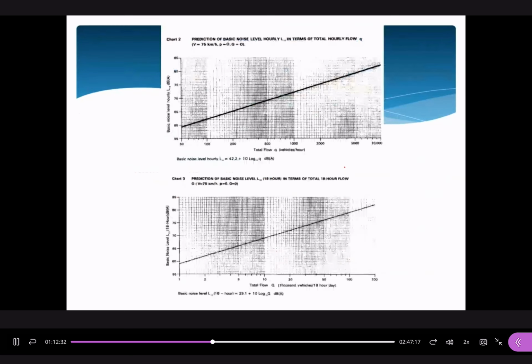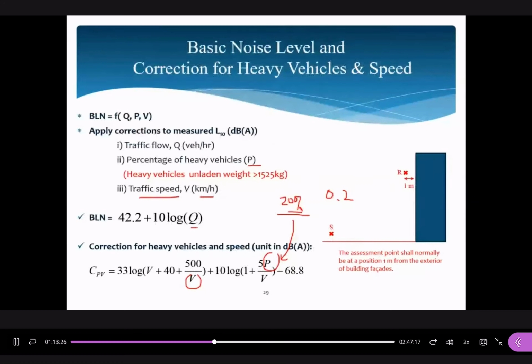Now we go to this one. Chart number 2 is for hourly rates. This is L10 for 1 hour. And chart number 3 is L10 for 18 hours. They are different. We seldom use chart number 3, because normally, even in Hong Kong, we use L10 for 1 hour for our assessments. So from time to time, we could take chart number 2 as a reference. You can make use of these charts or equations to find out the basic level: 42.2 plus 10 log Q. Q here is the total flow, the same as the big letter Q here.